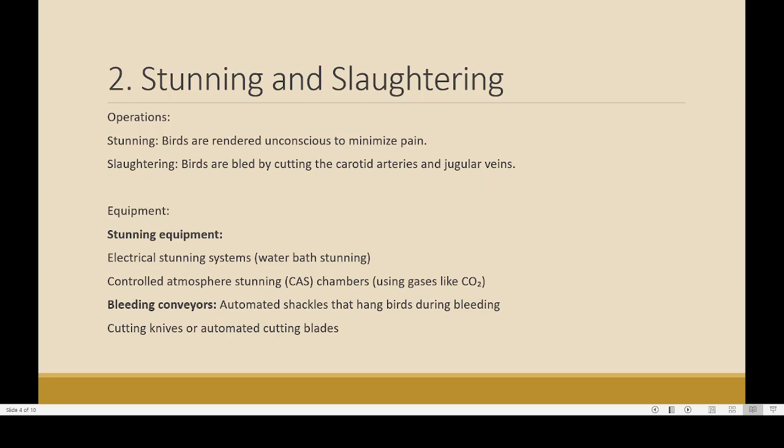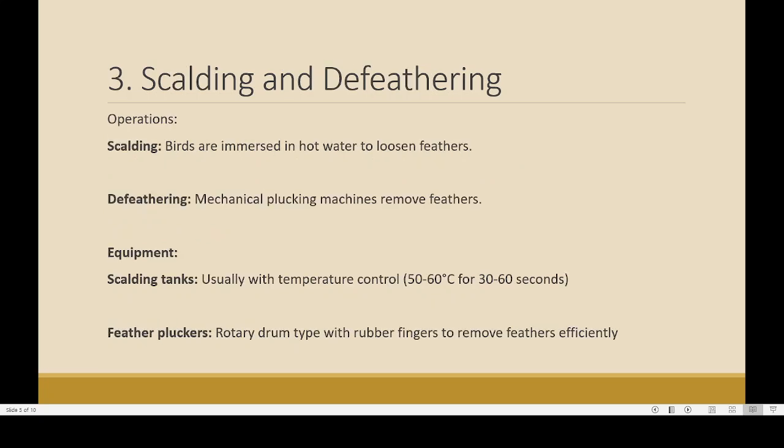For that there will be an electrical stunning system or water bath stunning. We have not seen it here. Then controlled atmospheric stunning using certain gases, so that there will not be much pain. That is the principle of that. Then a bleeding conveyor, with automatic shackles that hang the birds during the bleeding. So this kind of machines are available.